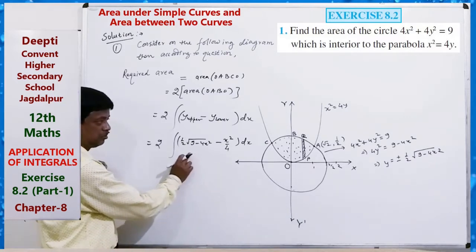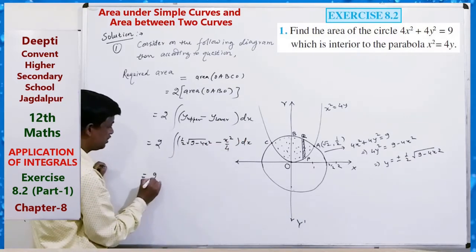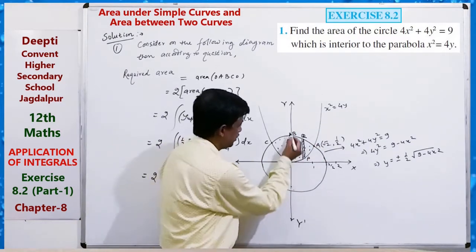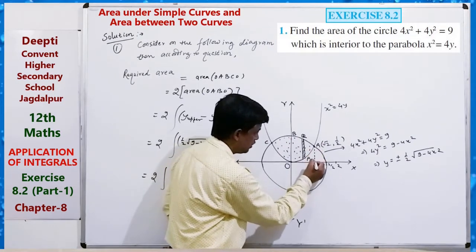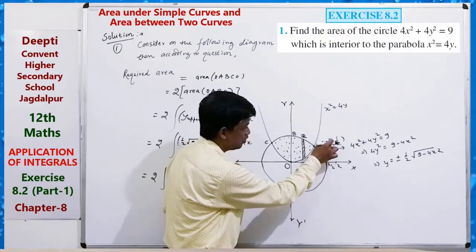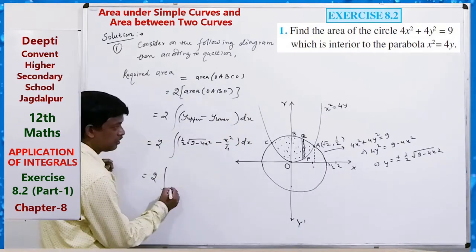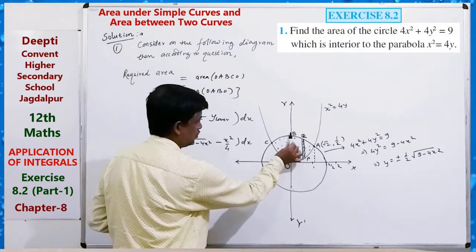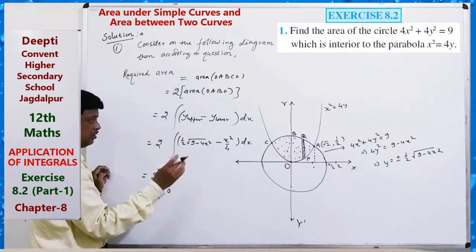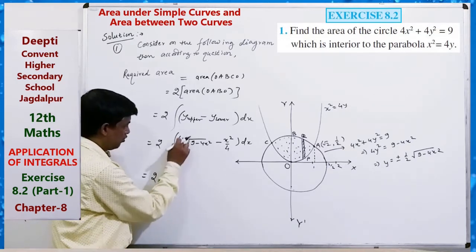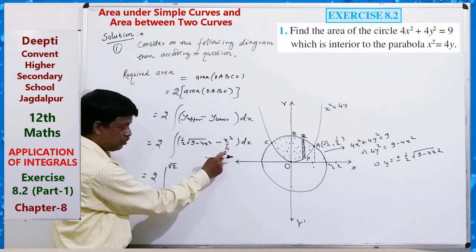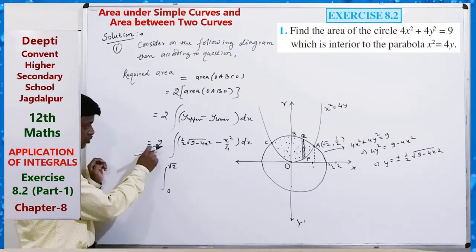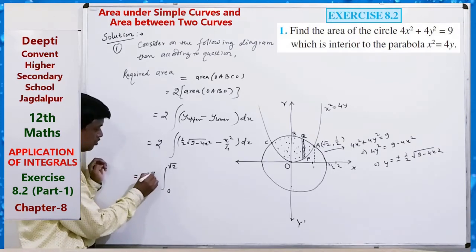So y equal to this and y equal to this. Now we have to solve it. Limit from here, that is x equal to 0, and here what? X equal to root 2. So 0 to root 2, in both. Clear? Now 1 by 2, 1 by 4. So 1 by 2 can be taken common. So 2 to cancel, 2 into 1 by 2.